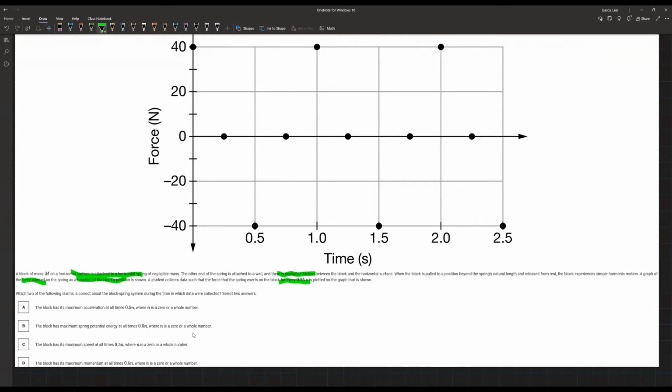The block has... and so which two of the following claims are correct about the block spring system during the time in which the data is collected?